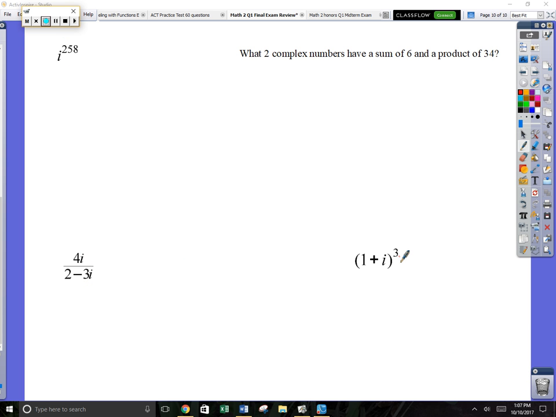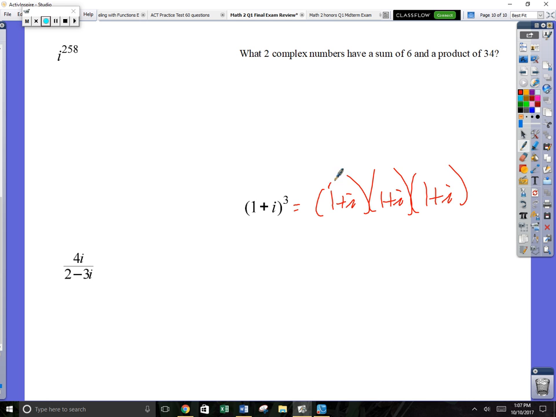Okay, now 1 plus i cubed. You have to expand it. So it is going to be 1 plus i times 1 plus i times 1 plus i. 1 times 1 creates a 1. 1 times i creates an i. i times 1 creates another i. i times i creates a negative 1. And this is nice because 1 and a negative 1 is 0, and i plus i is 2i.